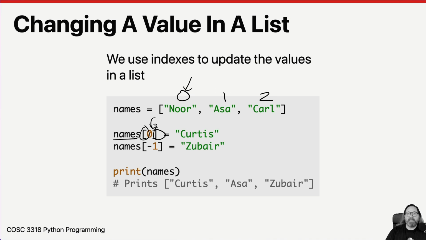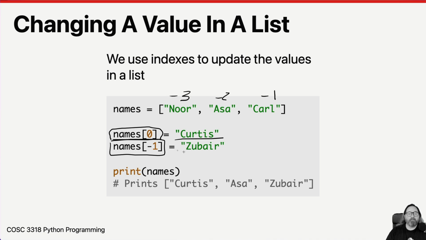With that in mind, we specify which slot, which element: names 0. So that's the first element. And we set that equal to Curtis. Hey, that's me. And then we can also still use our negative indexes to do that. So names -1, let's remember that, -1, -2, -3.